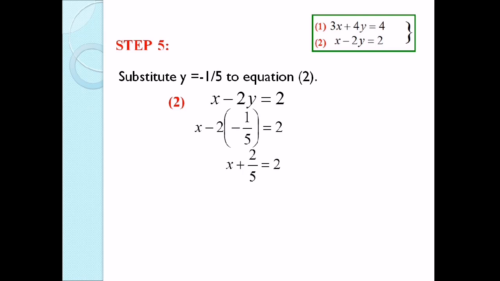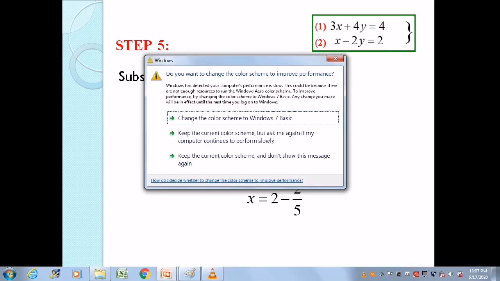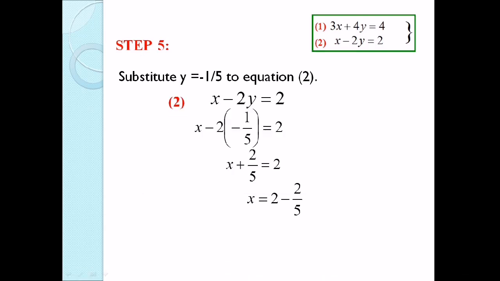Therefore, for x, negative times negative is positive. That will be 2/5 equals 2. And then get the additive inverse of 2/5. It will become negative 2/5. So, x equals 2 minus 2/5.